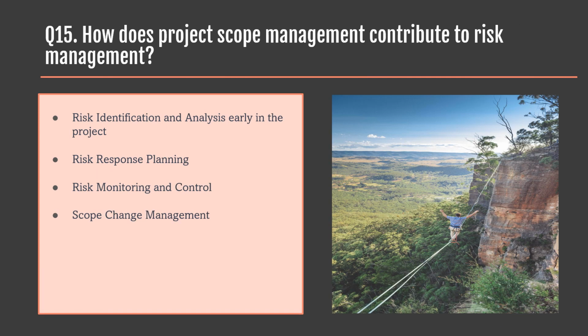Question number 15. How does project scope management contribute to risk management? Clear project scope helps identify potential risks and uncertainties early in the project. By defining boundaries and expectations, project scope management enables project teams to better understand what might go wrong and take preventive measures to address potential risks.